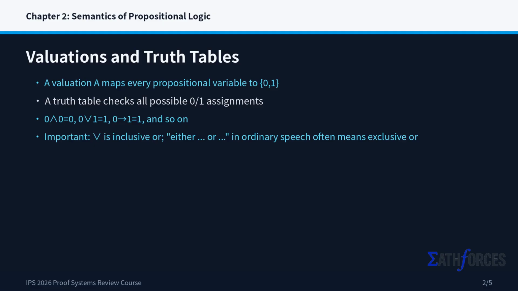A truth table goes further. It tries every possible assignment of zeros and ones. For example, 0 and 0 gives 0, 0 or 1 gives 1, and 0 implies 1 gives 1. Also remember that our connective is inclusive OR. If both sides are true, the disjunction is true.